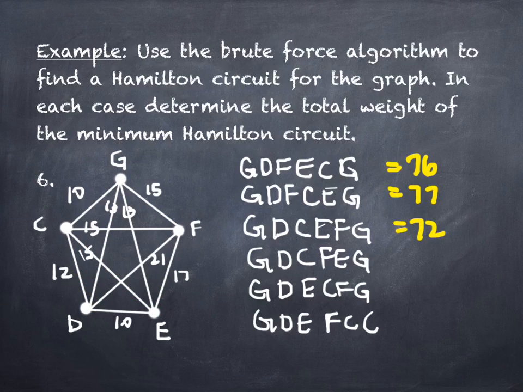So we would do all of this for all 24 of these. We would check their weights, and whichever one or ones have that minimum weight, that would be a minimum Hamilton circuit. And we will likely have more than one of those.